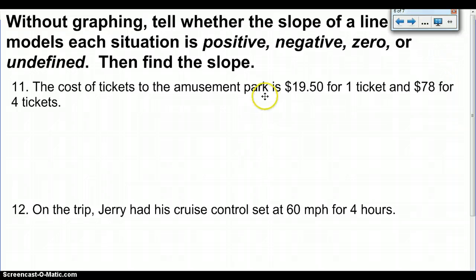Okay, so for these ones, without graphing, tell whether the slope of a line that models each situation is positive, negative, 0, or undefined. Then we're going to find the slope.